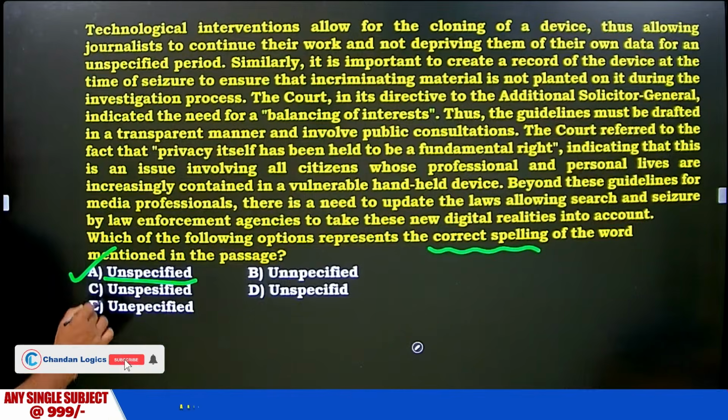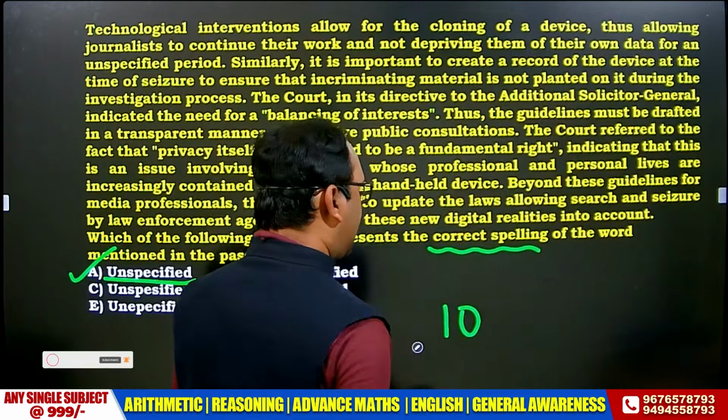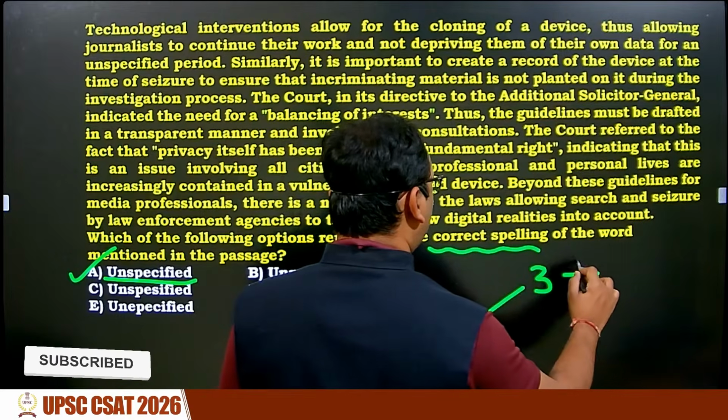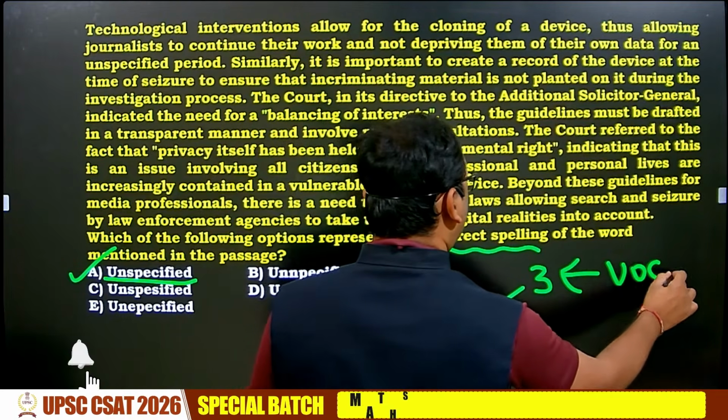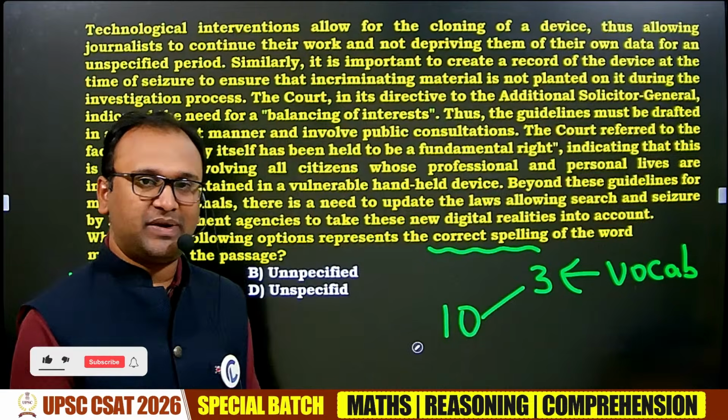So what I am trying to say is, yes, in the paragraph there are 10 questions, but luckily 3 questions are based on vocabulary. So directly you can answer the 3 questions first. First is first. Time management is important.